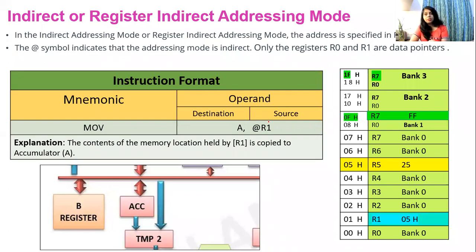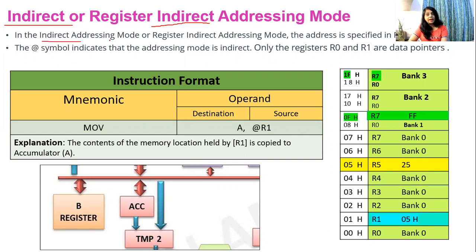Now next addressing mode is indirect or register indirect addressing mode. Here, as the word indicates, indirect, that means something is available indirectly. So what is available indirectly? The address is available indirectly in the instruction. In the previous mode, the address of data was available directly in the instruction. Now here the address is not available directly in the instruction. So where is it available then? That means this address is indirectly available, means it is available in some register.